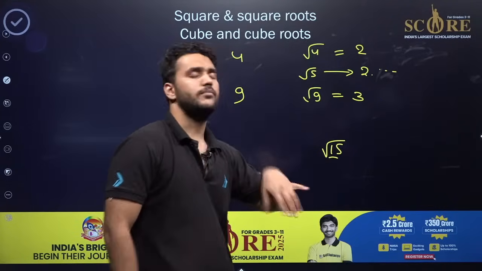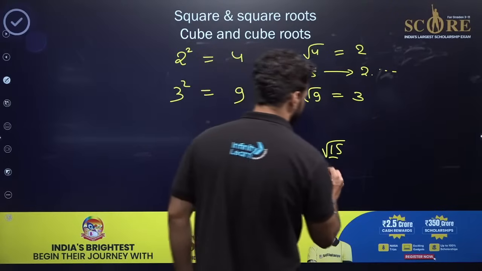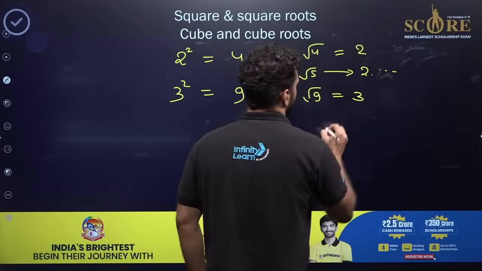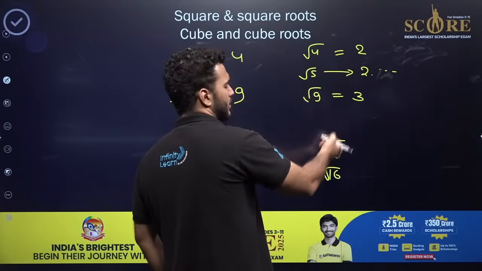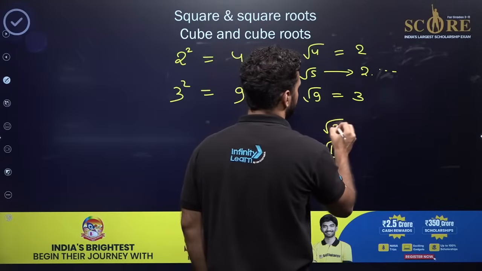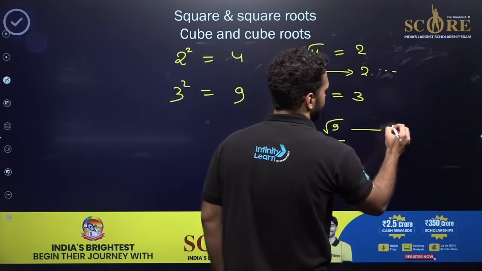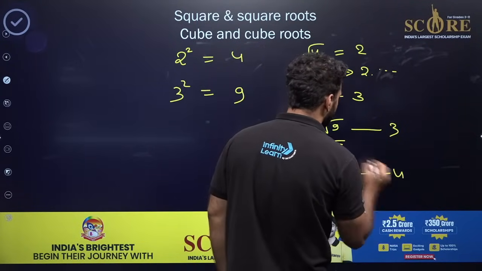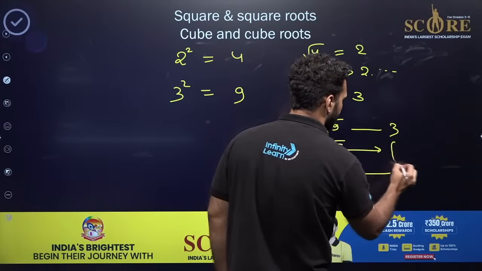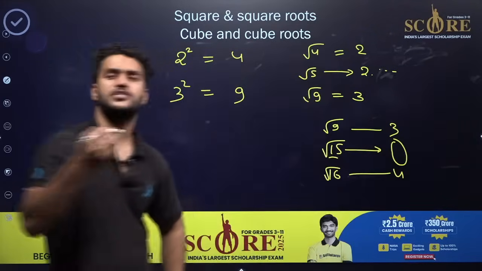Perfect square number bigger than 15, sir, it's 16. Write down here. Perfect square number less than 15, sir, 9. Write down here. What I will get here, sir, 3. What I will get here, sir, 4. Then this must be somewhere here. Okay, 3 point something something.